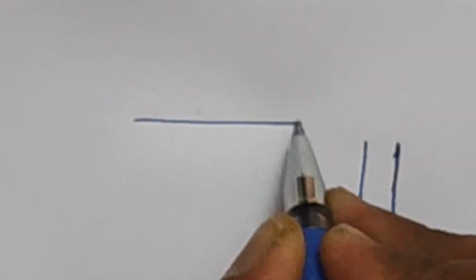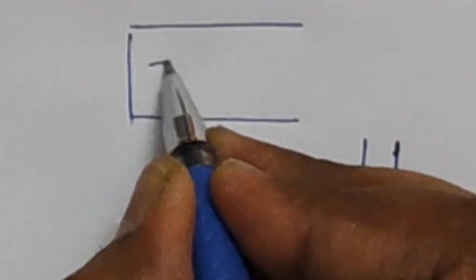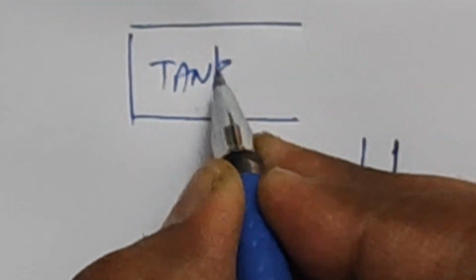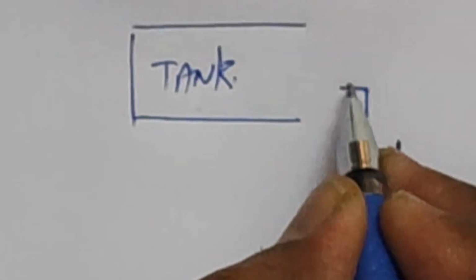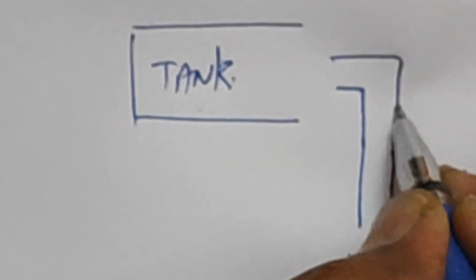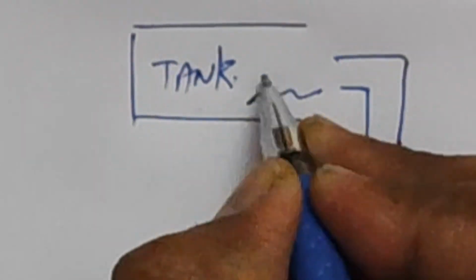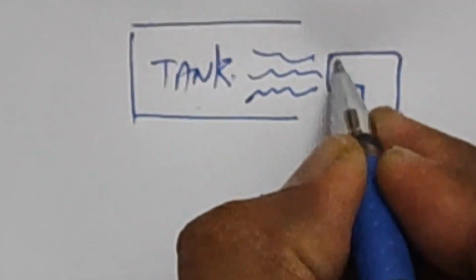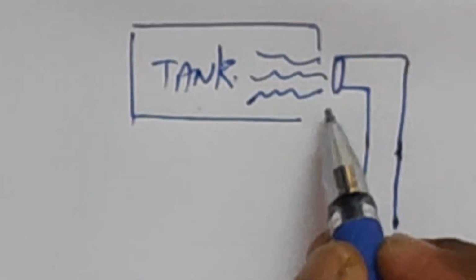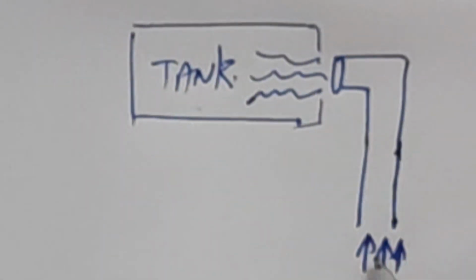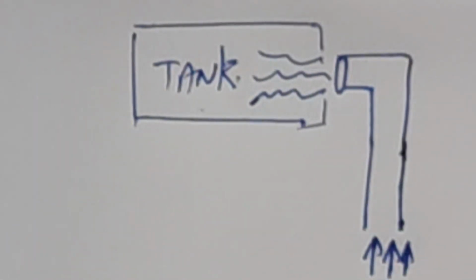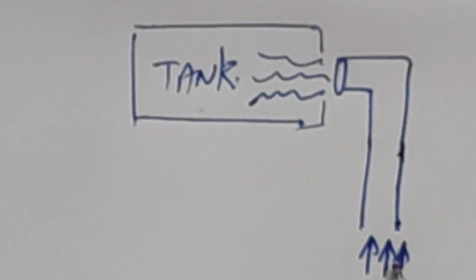Suppose this is a pump, which is pulling water from the ground, and just here is a tank. If this is a tank and this pump is filling this tank, now we need to calculate the power consumed by this pump, right?